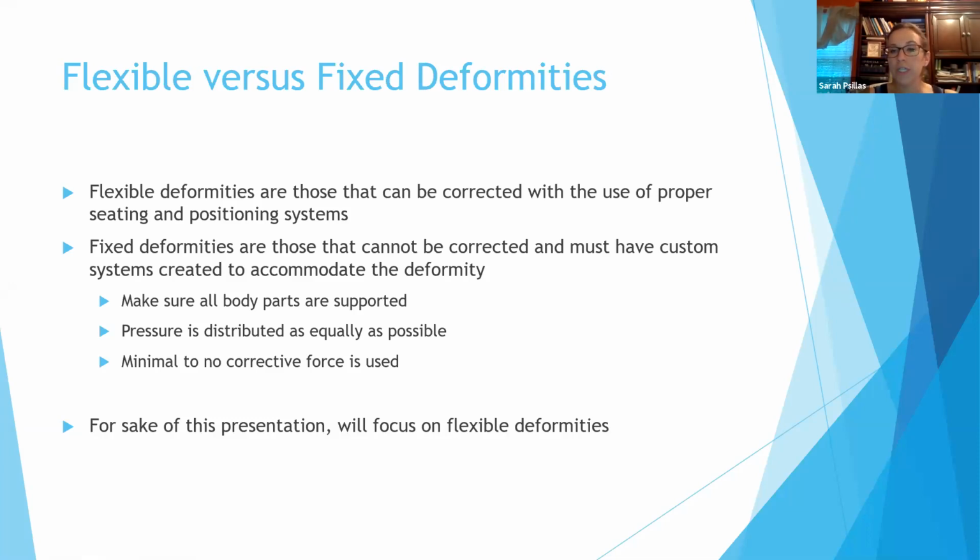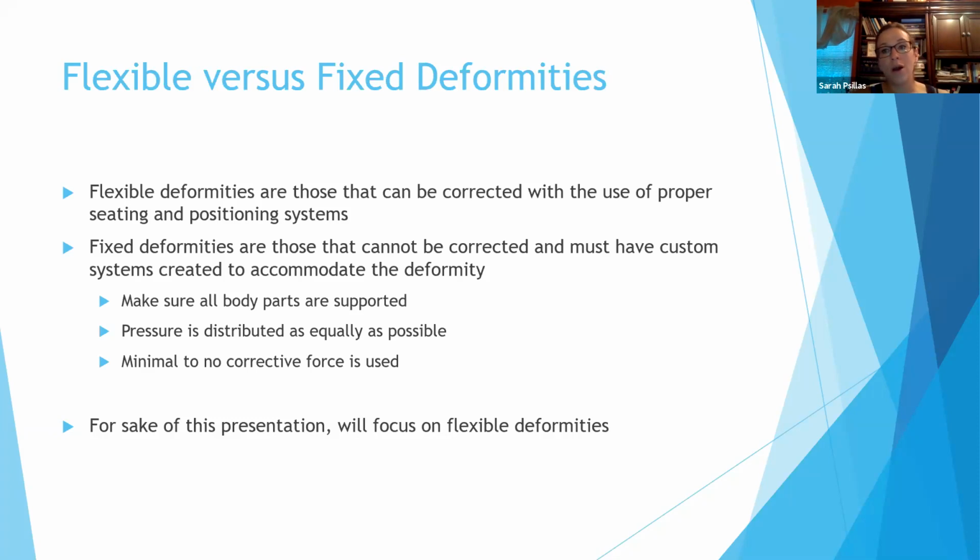So there's really two different types of deformities. There's flexible and there's fixed. Flexible means essentially that you can provide assistance and get them into a better position. So that's what we're going to focus on today, because the other is fixed. And essentially that means you can't correct the position that the person is in. And so you really need a custom system, and that's not really the focus of what we're talking about today.